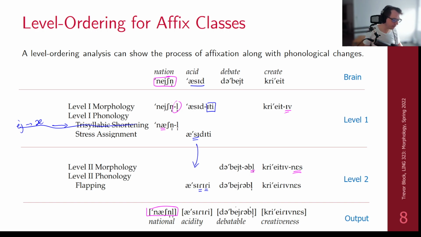Let's see the process. Let's understand what morphologists think is happening. Go from a base form, we do a bunch of morphology and phonology interactions, and we get an output. Not just all morphology at once, then all phonology at once.